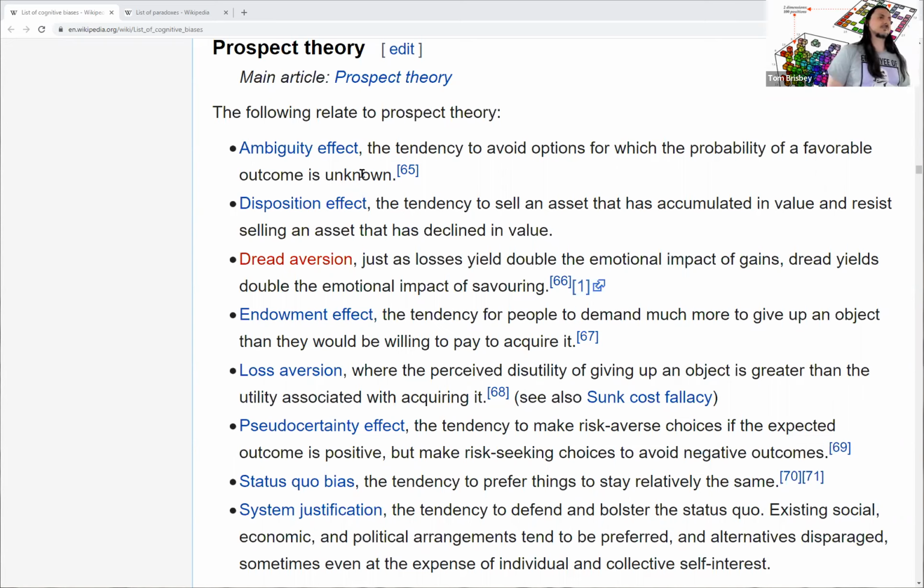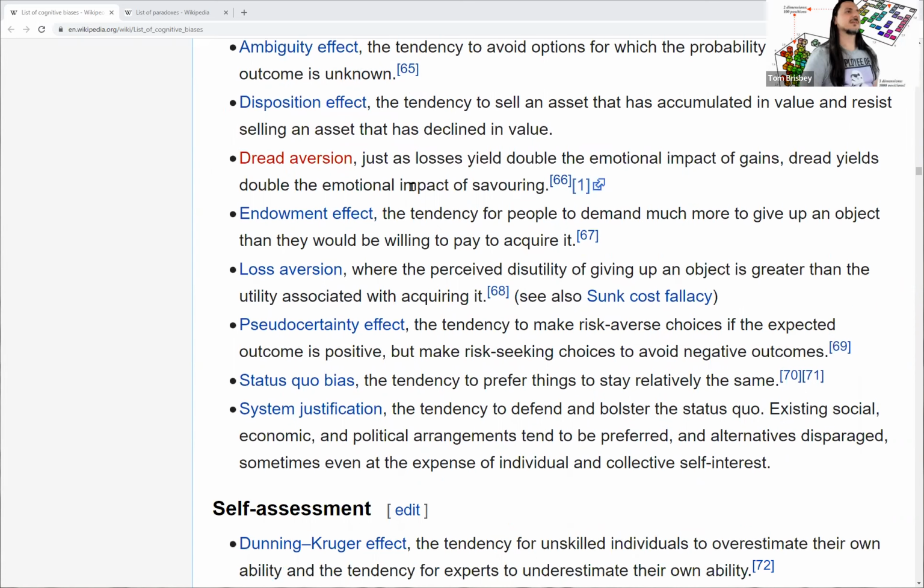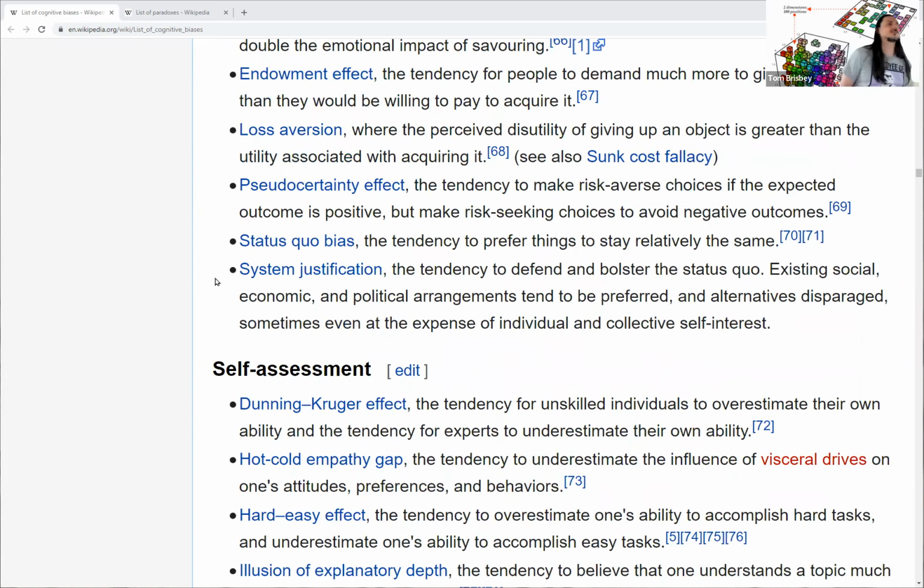Loss aversion, where the perceived disutility of giving up an object is greater than the utility associated with acquiring it. It wouldn't be worth the effort. That's loss aversion. The pseudo-certainty effect, the tendency to make risk-averse choices if the expected outcome is positive, but to make risk-seeking choices to avoid negative outcomes.